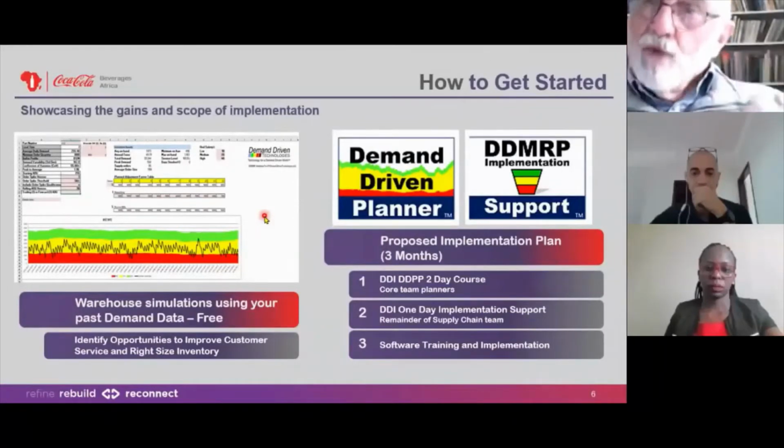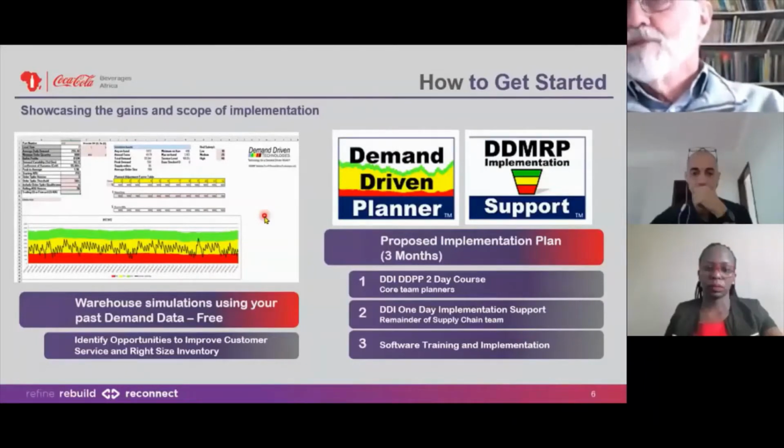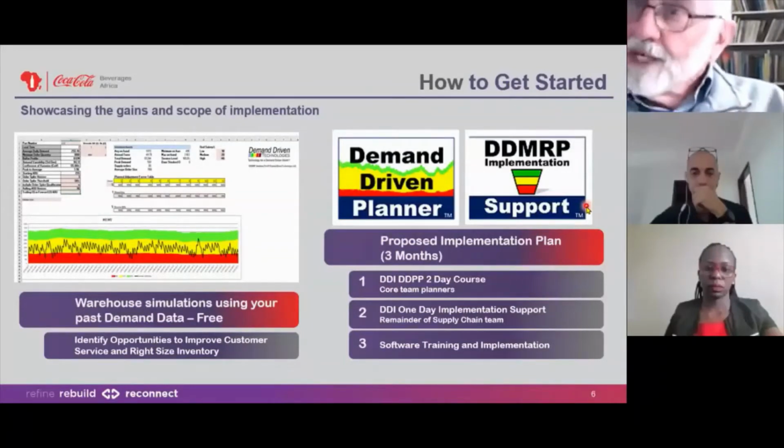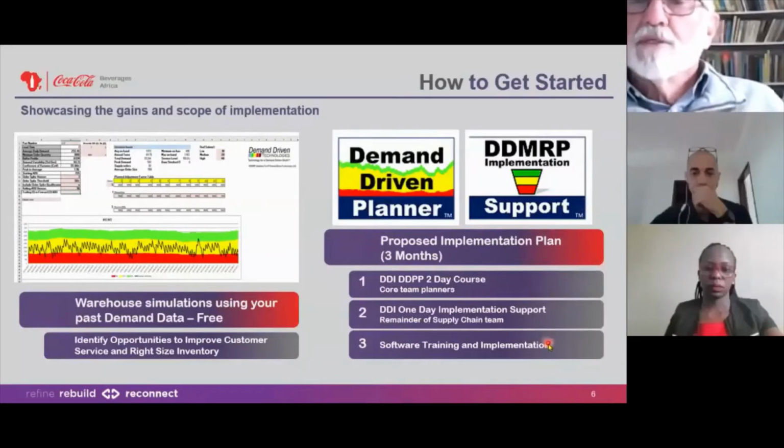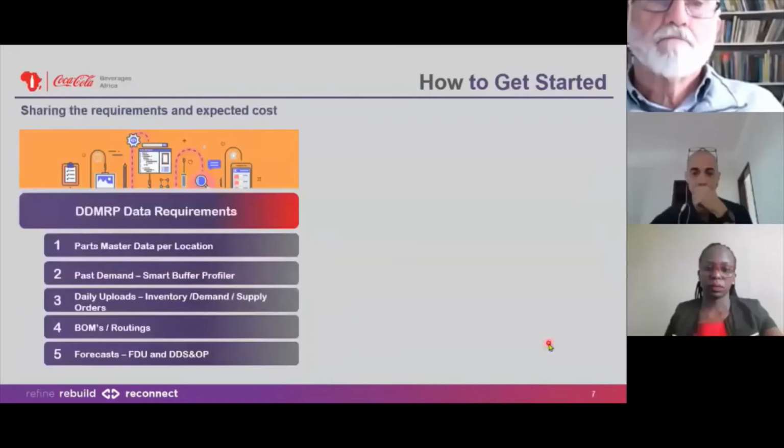So normally I say to people, it's going to take you about 3 months probably. But the first thing we need to do is to get the people educated. And the Demand Driven Institute has a Demand Driven Planner course, which we can use. And we can then put a project plan together over that 3 months. We also have another course, which is called the DDMRP Implementation Support. This is not as in-depth as the Demand Driven Planner, but it does give people within the organization some understanding of how things are going to change in the business. And then, of course, we need to do some software training and some implementation.